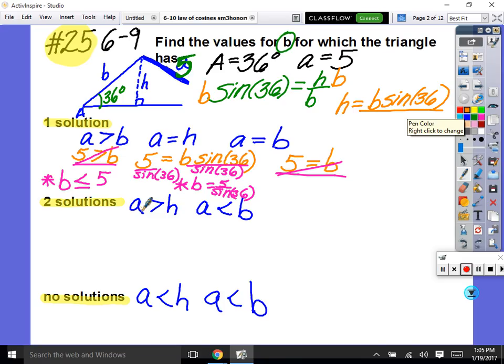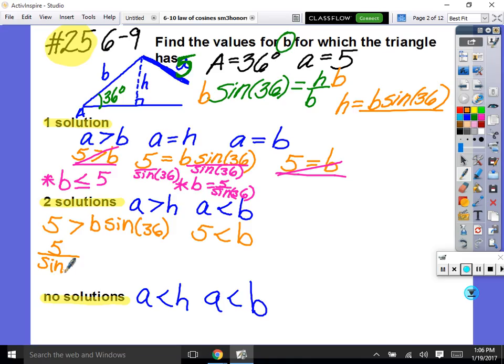Okay, let me start over. So if 5 is larger than H, which is B sine of 36, right? And if 5 is less than B, so we need our answer in terms of B. So let's solve for B here. So we have 5 divided by sine of 36 is greater than B.